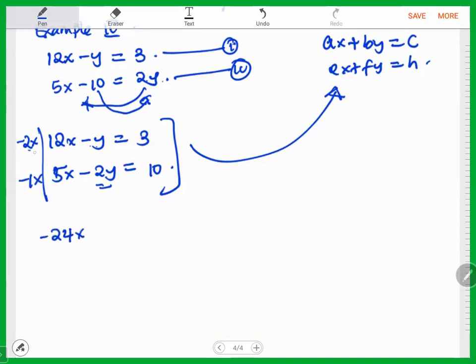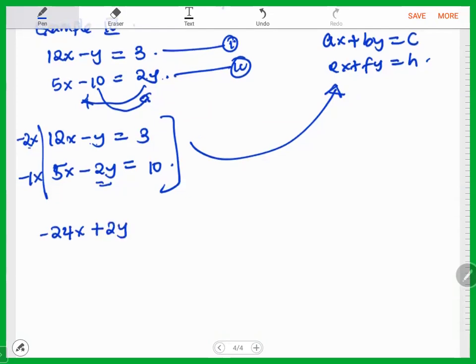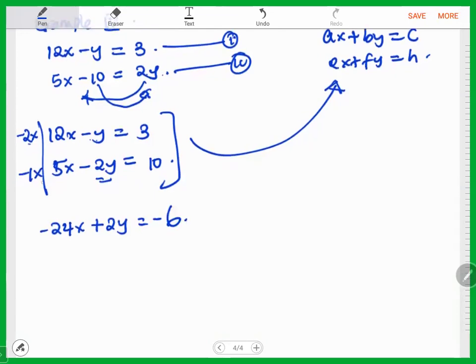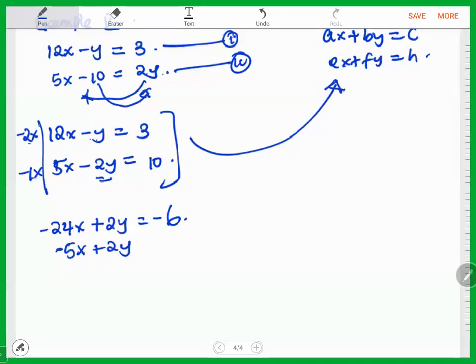-2 times -1x, plus 2y. -2 times 3 is equal to -6. -1 times 5, that's -5x. -1 times -2y, that is plus 2y. -1 times this, which is -10.